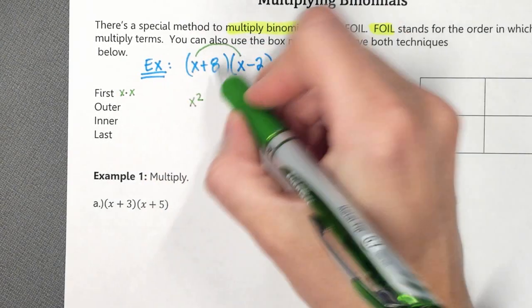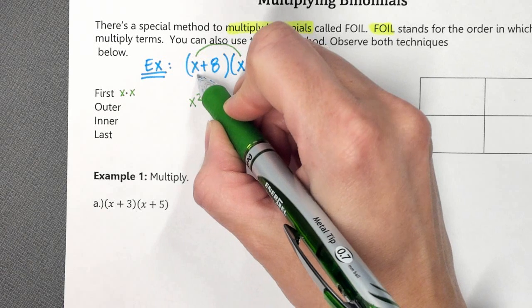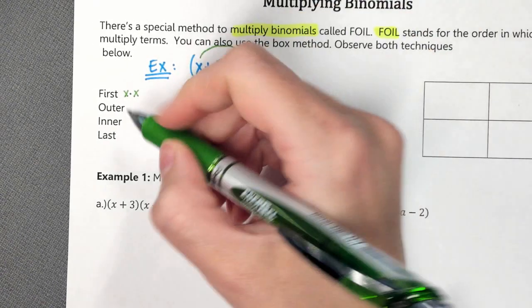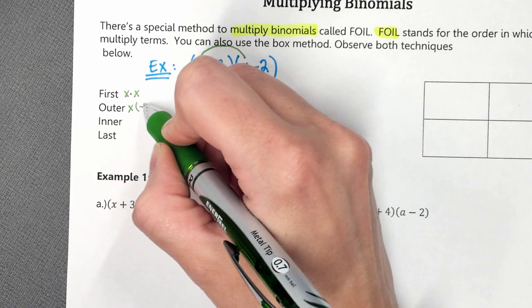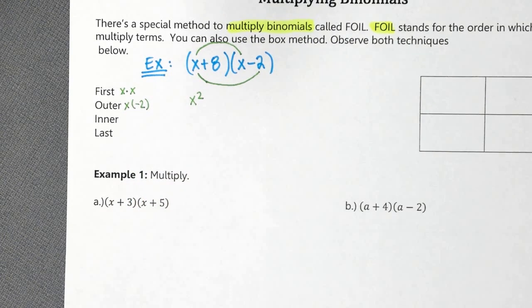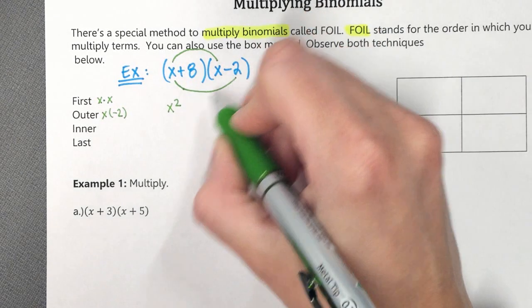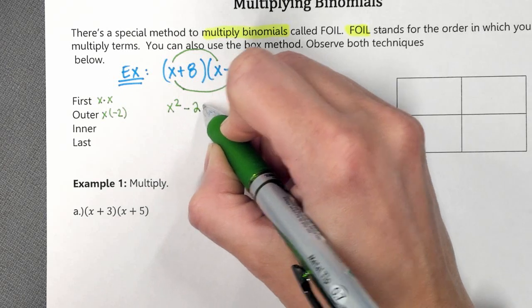And then the outer terms would be the ones on the outside. So here is x and negative 2. So you would multiply x by negative 2, and you would get negative 2x.